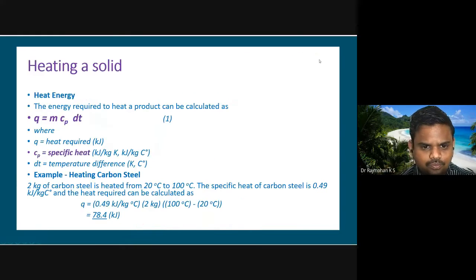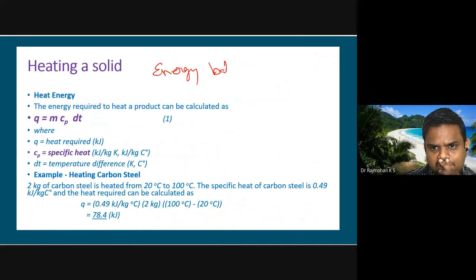Okay, so in the same way, once the Cp value is known, how do we do an energy balance? To perform an energy balance for a solid, we consider how much it is being heated from a temperature T1 to a temperature T2, that is, heating solids.